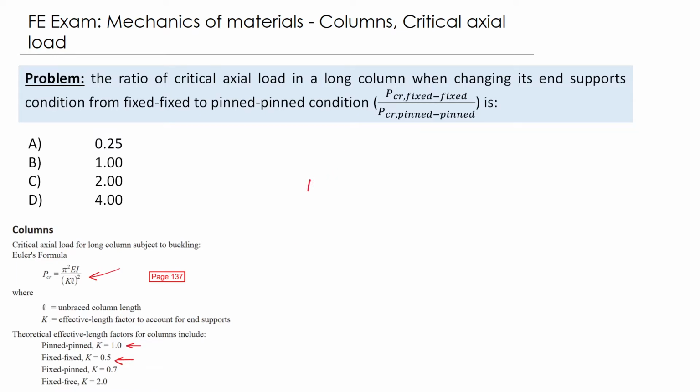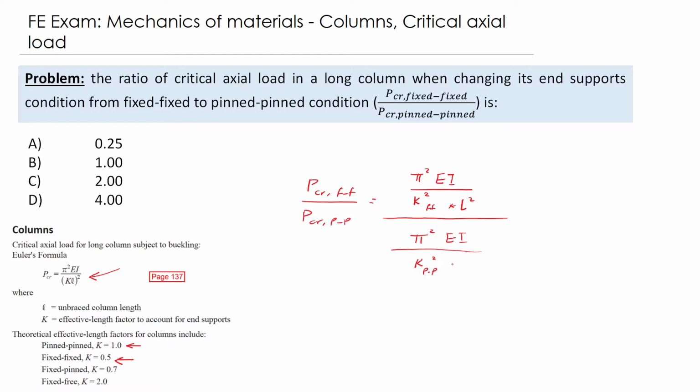So P critical for the fixed condition divided by P critical for the pinned condition equals pi squared EI divided by K squared for the fixed condition multiplied by L squared, divided by pi squared EI divided by K squared for the pinned condition multiplied by L squared. Now, it's the same column, that means EI will cancel each other, the length will cancel each other, and pi squared will cancel each other.